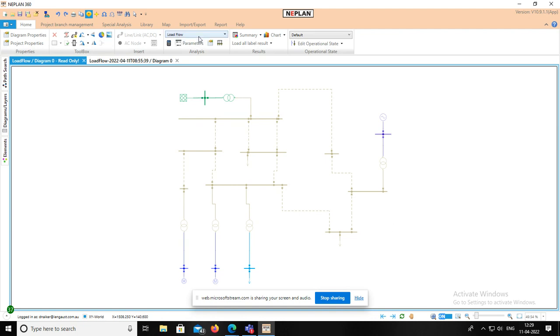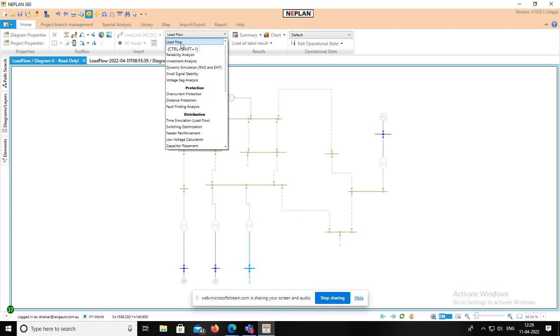NEPLAN 360 provides some calculation methods: load flow, energy loss calculation, load estimator based on measurement, short circuit analysis, reliability analysis, motor starting analysis, harmonic analysis, overcurrent protection, arc flash calculation, pole strength calculation, flicker analysis, optimal capacitor placement, economic cable sizing, express feeder calculation, optimal network restoration, low voltage calculation, investment analysis, and grounding design.